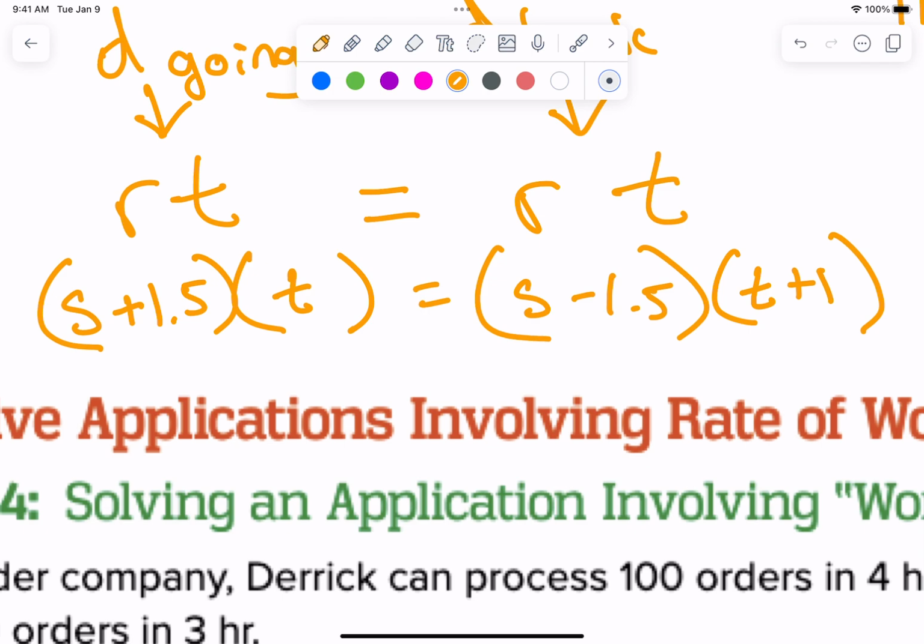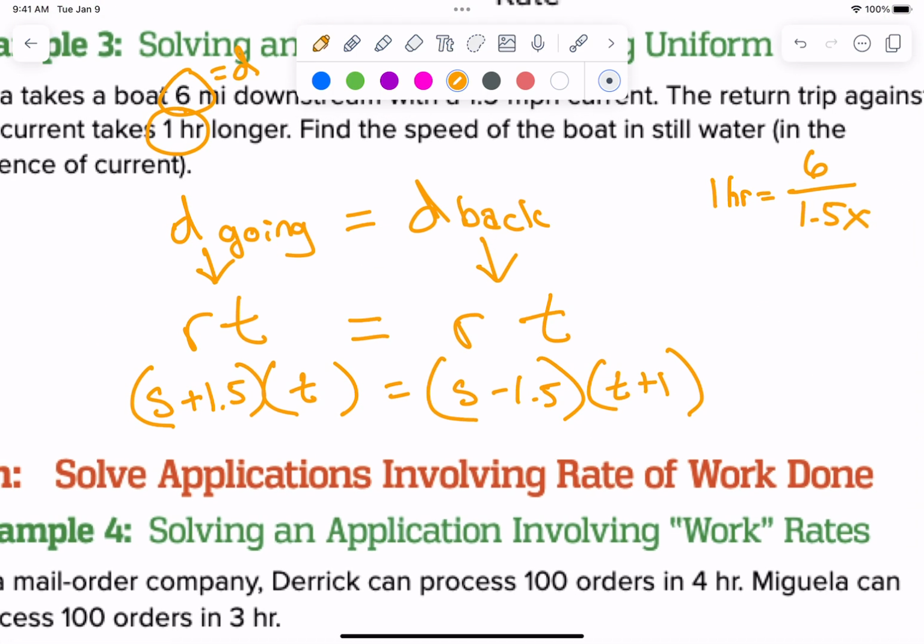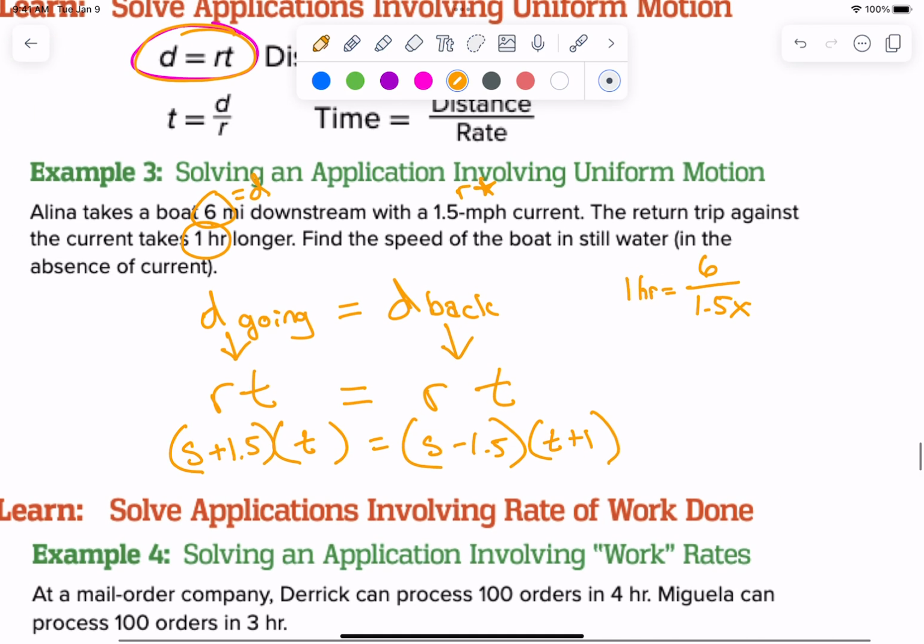Do you see where we get our rate though from? The speed plus 1.5, that's with the current. Speed minus 1.5, that's against the current. Time is going to be one more. We don't know those things. We don't have a 6 in there really. It's distance divided by time. I know, but 6 is only one direction.